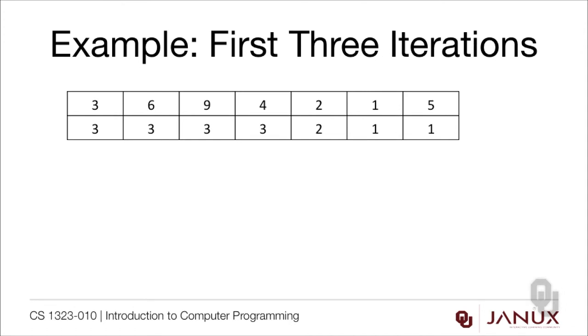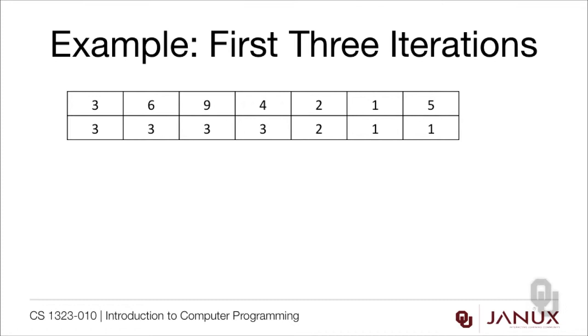The top element of these tables is the array. So the array contains 3, 6, 9, 4, 2, 1, 5. The bottom of the table contains the minimum value as we're stepping across. So 3 starts out as the minimum. It's smaller than 6 and 9 and 4, but notice when we hit 2, 2 is smaller than 3, so 2 becomes the new minimum. Then we hit 1, and 1 becomes the new minimum. Since 1 is smaller than 5, 1 is finally the final minimum.